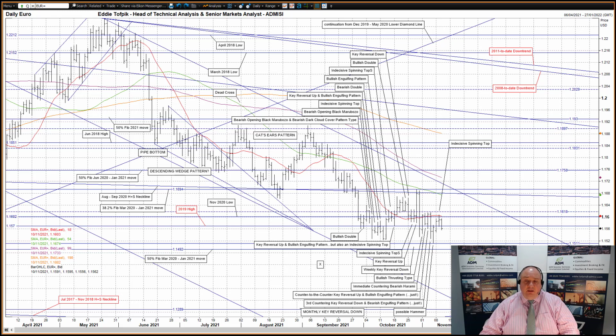Now in the cat's ears pattern, the neckline above is made from the combination of the 38.2% Fibonacci line of the March 2020 to January 2021 move at 116.94 and the neckline, currently 116.81, of the August to September 2020 head and shoulders top. Plus now we have the declining short medium moving average, currently 116.74, entering the market. All of this, as I've said for many weeks now, comes in the shadow of September's monthly key reversal down.